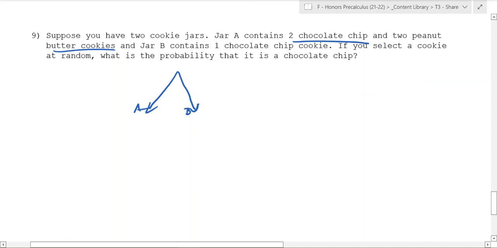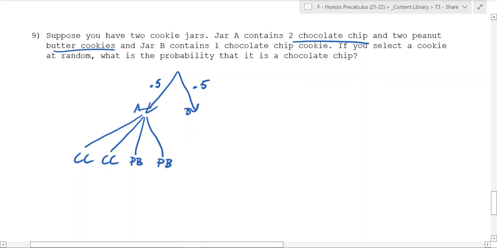If you select a cookie at random from one of the jars, what is the probability that you pick a chocolate chip? So what you're going to do is you're reaching and you don't know which jar it is, and it's a fair choice, meaning you have a 50% chance of going to jar A or a 50% chance of going to jar B. And in jar A, there's 4 outcomes. There's 4 cookies in there.